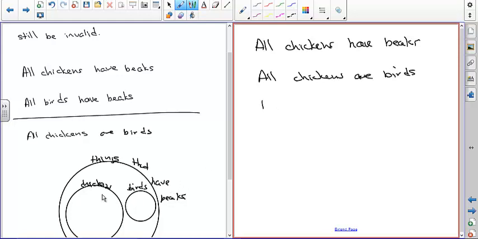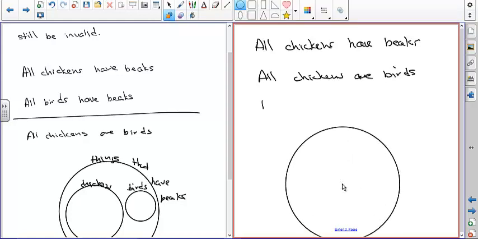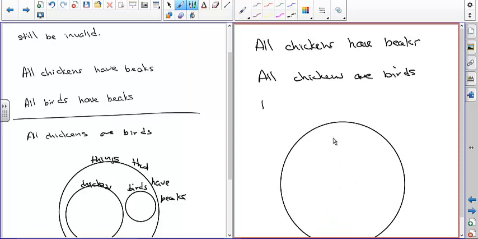So what does that do for me? Here's my chicken. Then all chickens are birds. So then I would put... Let's draw a picture here. So let's construct our picture here. So here's my things that have beaks, and then I'm going to have another circle, which is the first one. So based on my first sentence, I would have things that have beaks. And this is chickens. Okay, chickens. All chickens are birds.